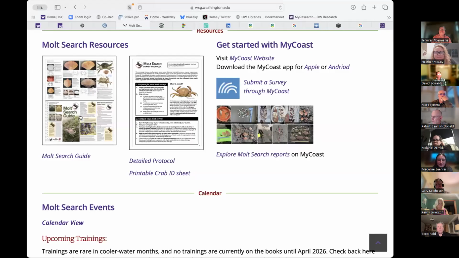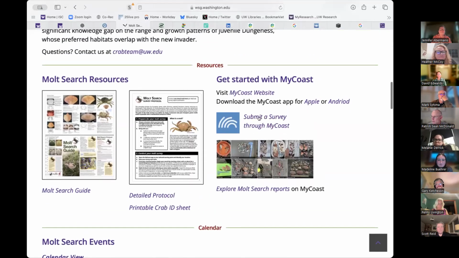So I guess what I can do is I'll just share my screen right now because I just went to the molt search site. It's through the My Coast app. If you download the My Coast app to report spills and pilings and things like that, there's also a module for molt search.